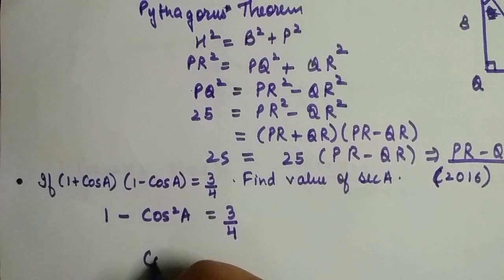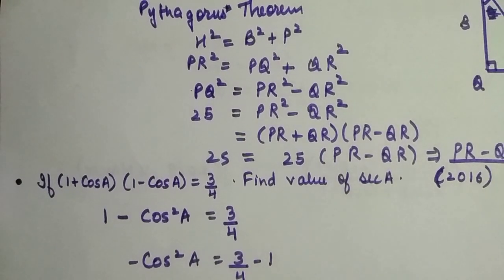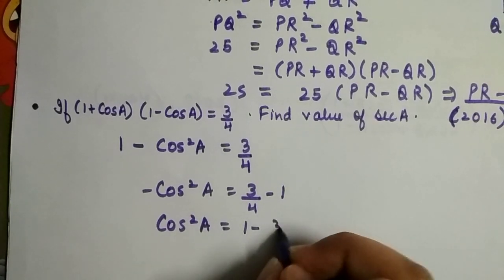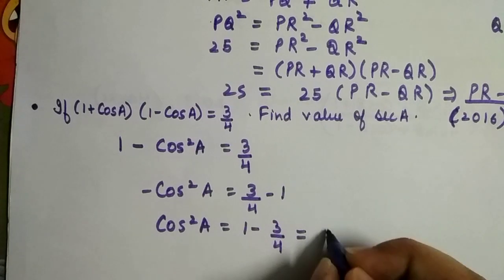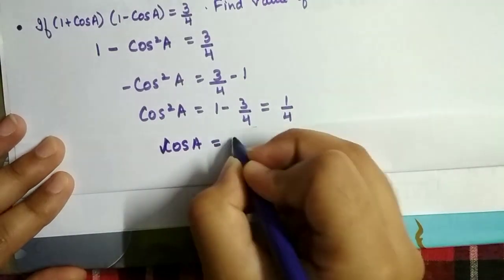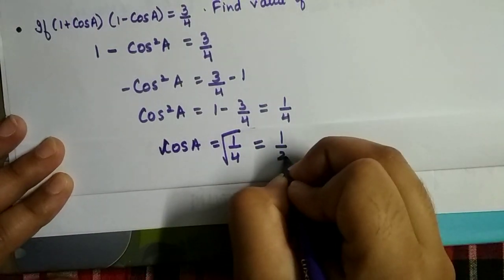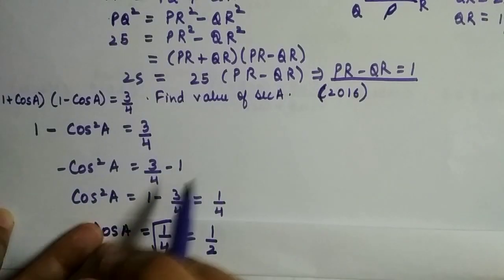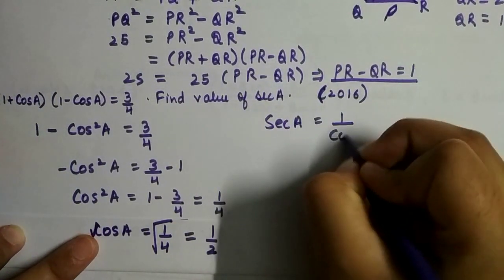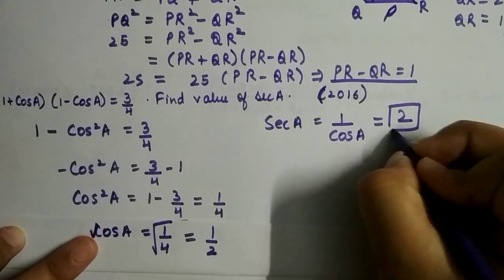So from here cos square A is equal to 1 minus 3 by 4. So you will get it equal to 1 by 4. It means cos A is equal to under root of 1 by 4, that is equal to 1 by 2. Now you have the value of cos A. So you have to find the value of secant A. You know secant A is the reciprocal of cos A. So you can write it equal to 2. So this is the value of secant A.